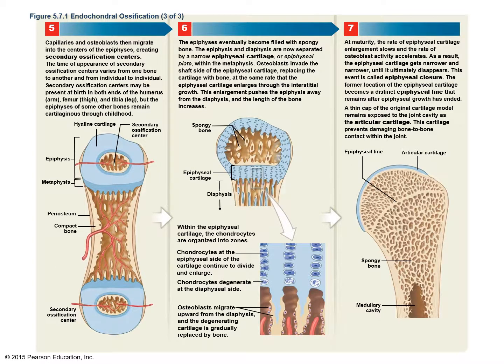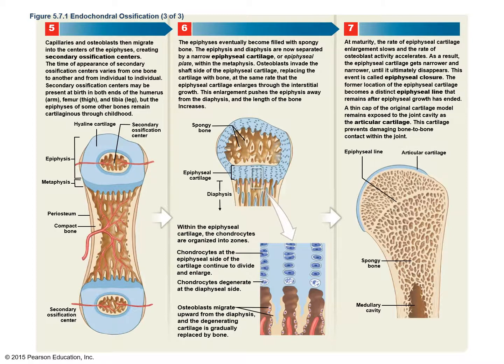Soon, blood vessels and osteoblasts migrate to the centers of the bone ends, that means the epiphysis, and there they create the secondary ossification centers. Spongy bone formation occurs in the epiphysis, and now the epiphysis and the diaphysis are separated by a narrow epiphyseal plate.